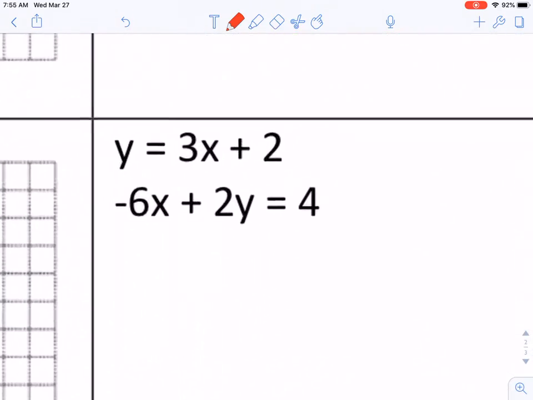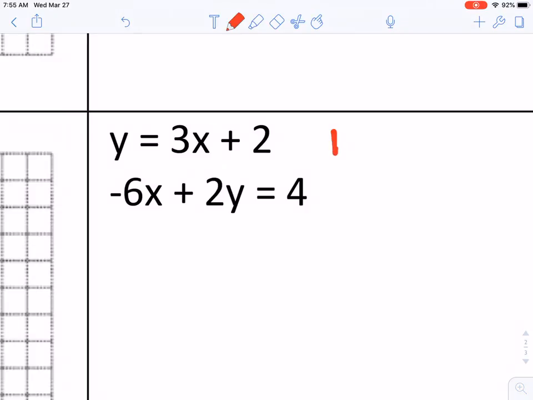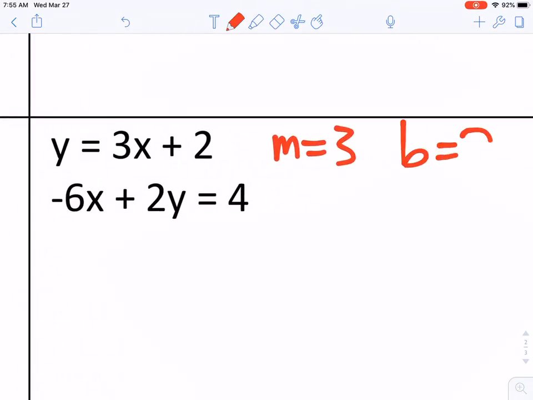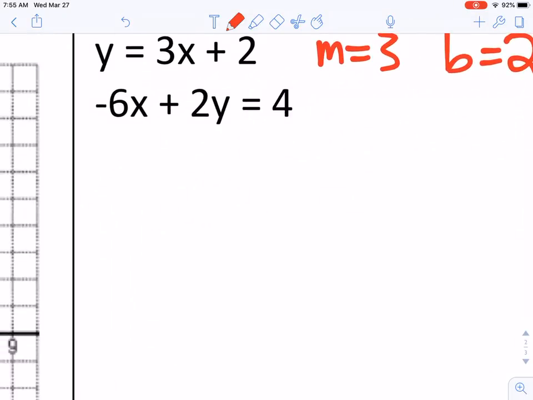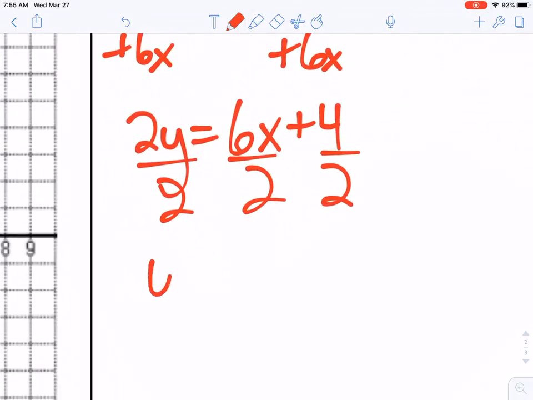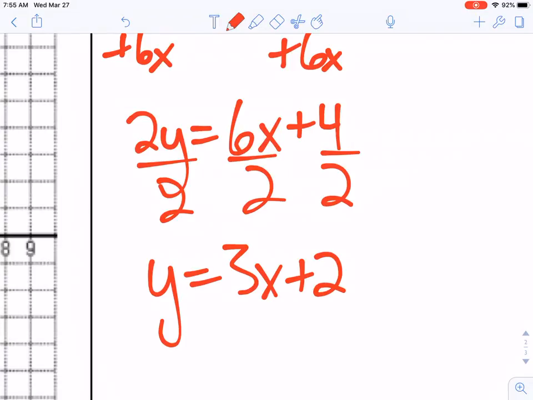All right, so moving on to the next one. The top one has a slope of 3, a y-intercept of 2. The next one we actually have to do a little work for. We have to solve for y. So we have to add 6 to both sides. Get 2y equals 6x plus 4. Divide everything by 2. Get y equals 3x plus 2. Now it's in the form we like.